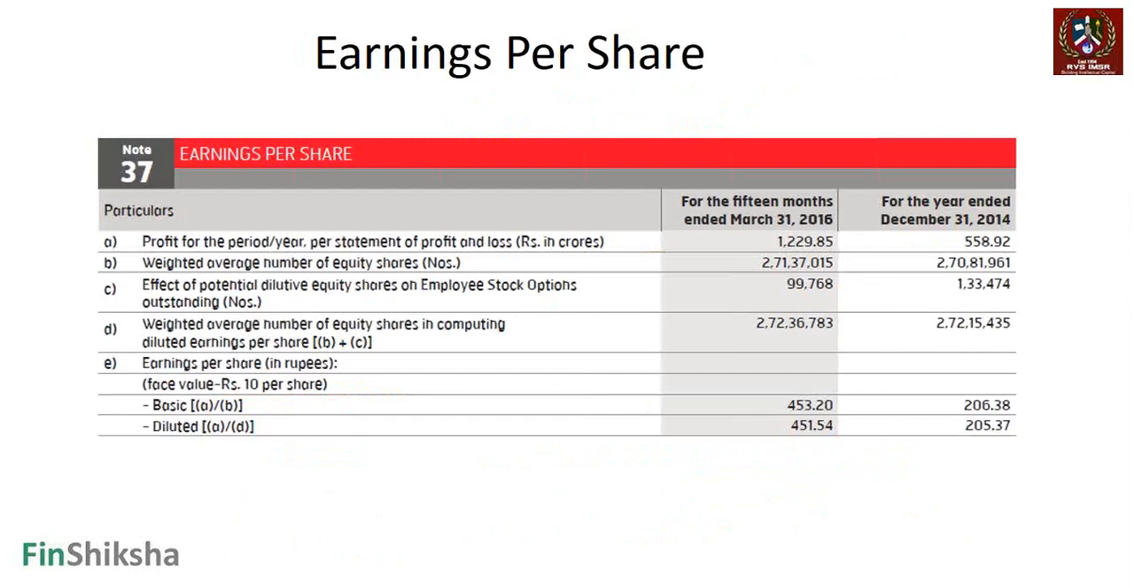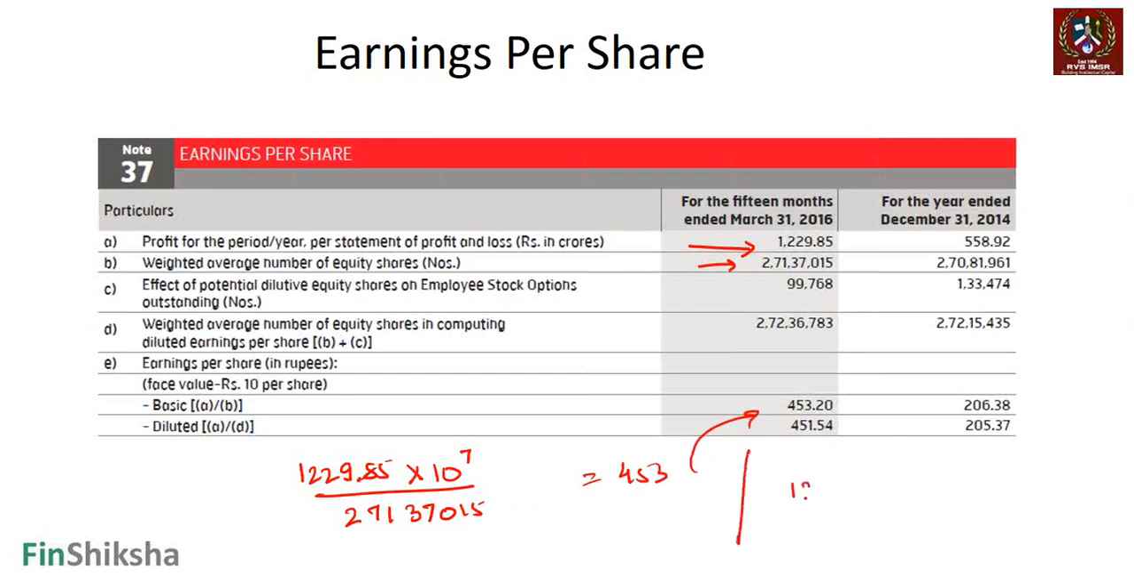Let's take an example. We have a company whose data points are given. So all companies annually will report this, and in their annual reports you will find these data points. Now, profit for the period is given in rupees crore as 1229.85 crore, right? So if you want to convert it into rupees, you will have to multiply it by 10 to the power 7. Weighted average number of equity shares is 2 crore 71 lakh, right? So 2 crore 71 lakh 37,015. You find this, then essentially you're going to get the basic EPS as 453. That's the number we are getting here.